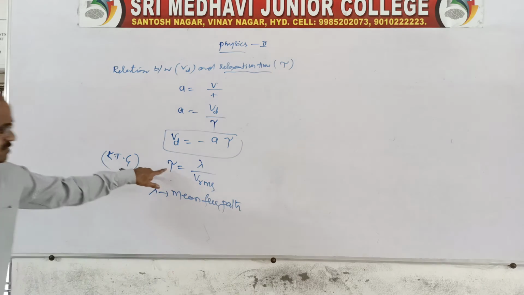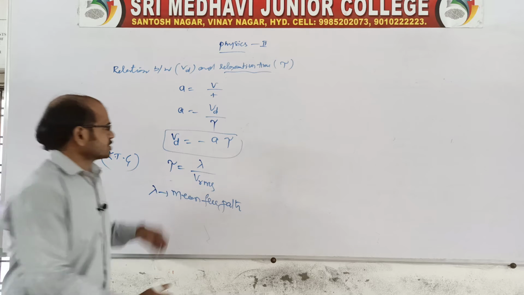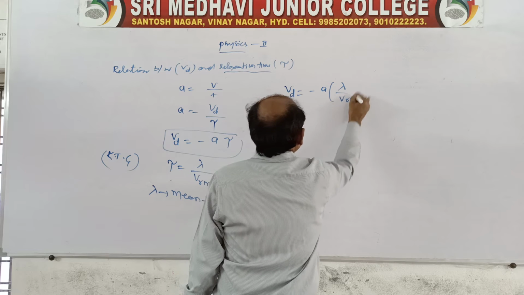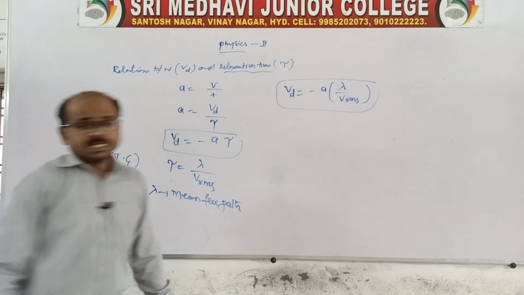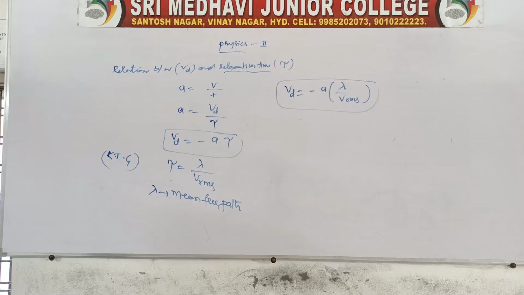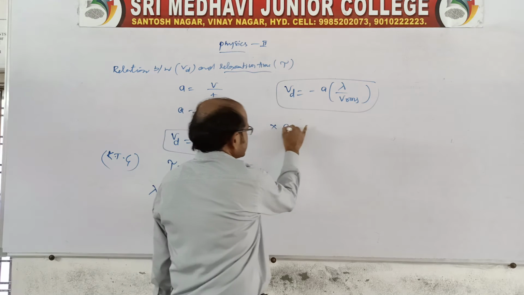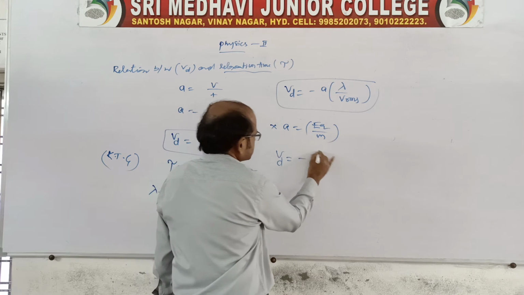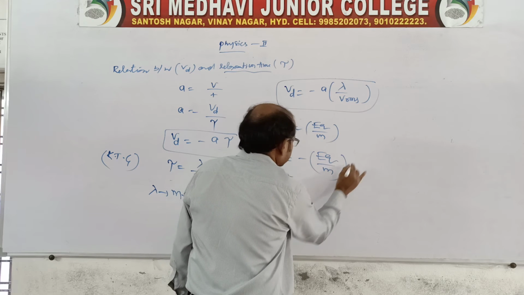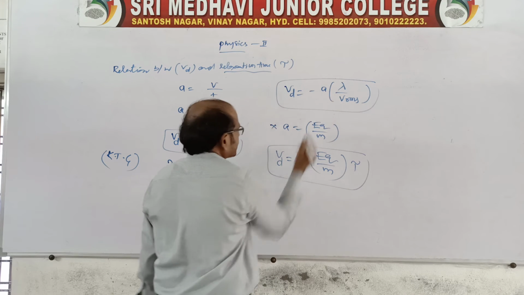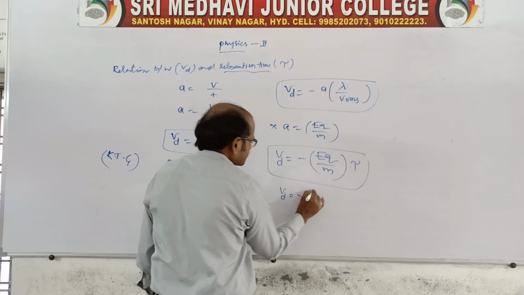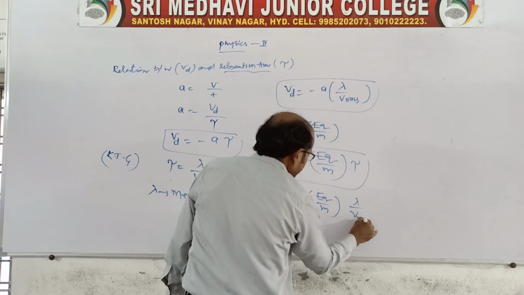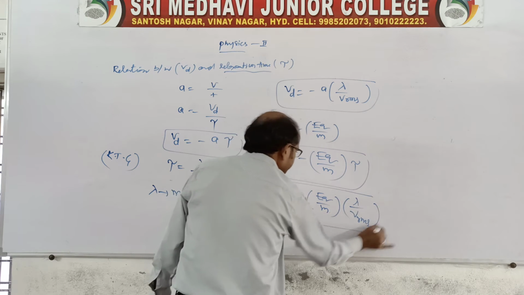So now we know tau is equal to lambda by VRMS. Suppose you write here drift speed is equal to minus a into lambda by VRMS. We can also know a is equal to eE by m. Here you write first Vd is equal to minus eE by m into tau, or instead of this, Vd is equal to minus eE by m into lambda by VRMS.